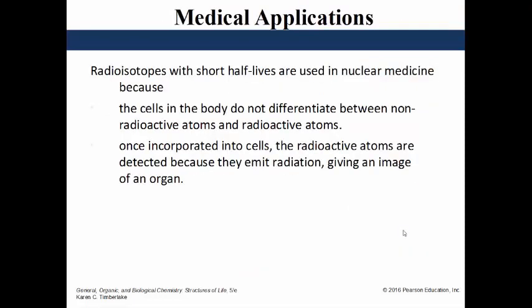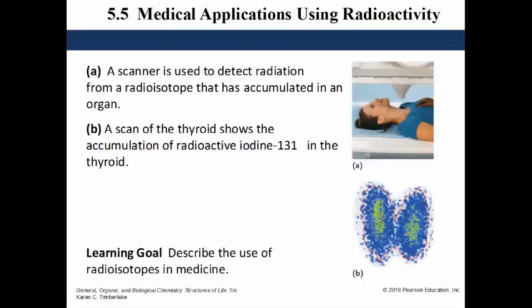Now, radioisotopes that have a short half-life will be used in nuclear medicine because the cells in the body don't differentiate between the radioactive forms of an atom and the non-radioactive forms. And also, once these are incorporated into the cells of the body, the radioactive forms are easily detected because they emit radiation, and normal cells do not emit radiation. So that's what's going on in this image here. The iodine-131 will show up as opposed to, say, regular iodine because it's not radioactive.